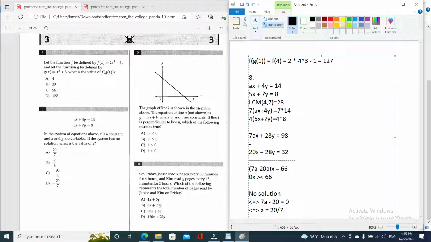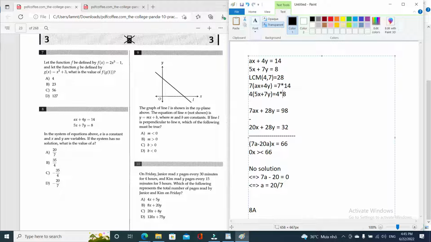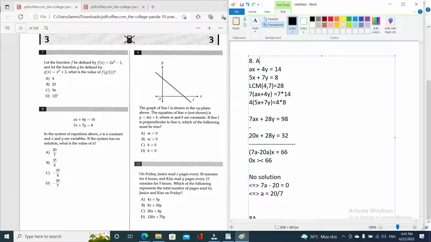Okay, so you're gonna multiply and gonna subtract. So it's a. I'll show it again. Here.